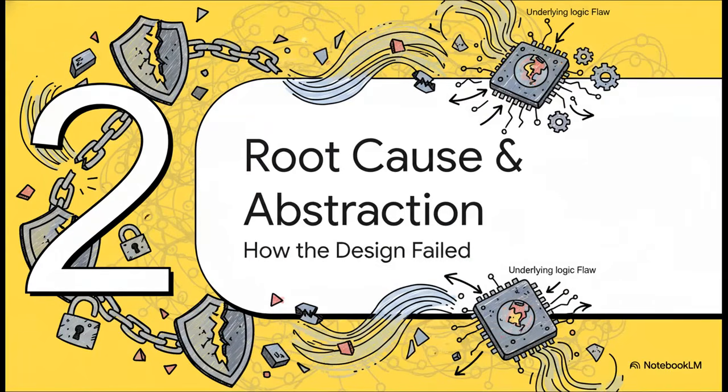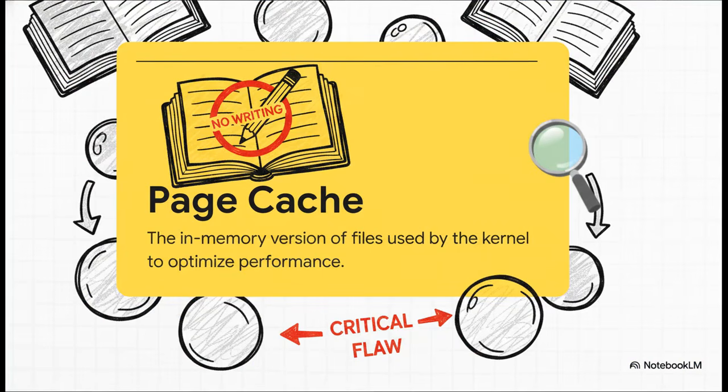Moving on to Section 2, Root Cause and Abstraction. Let's see exactly how this well-intentioned design failed. First things first, we must understand the page cache. Think of the page cache like a public reading room in a library, where everyone can come and read the master copy of a super popular book. It makes reading incredibly fast. But the strict rule is that no one should ever be able to write in that master copy.